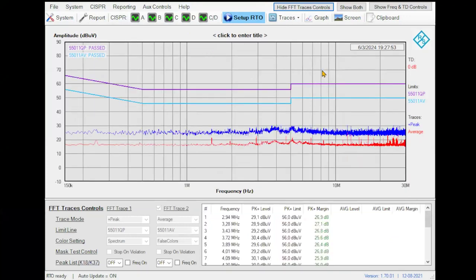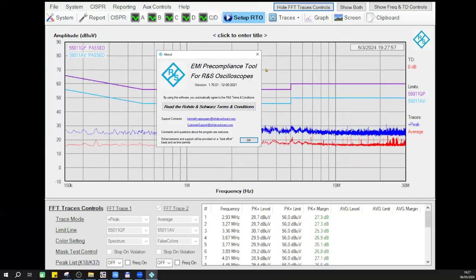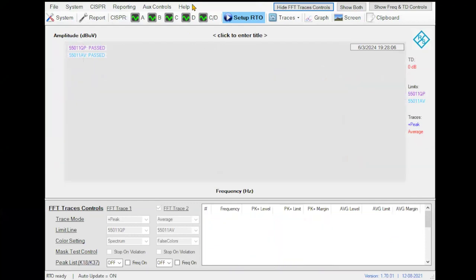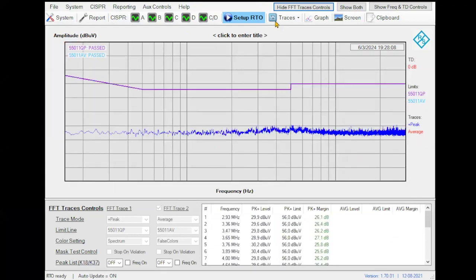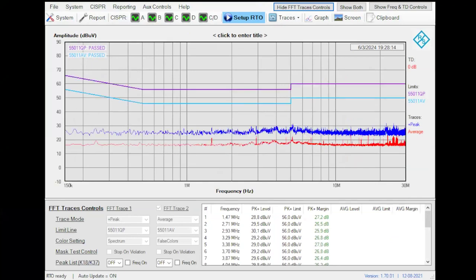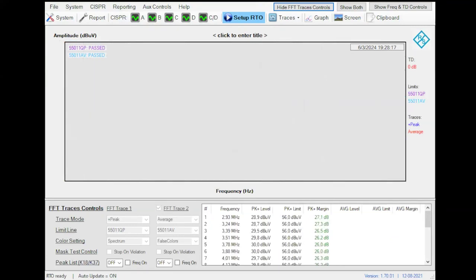Let me show you here. This one is the EMI Precompliance tool for Rohde & Schwarz oscilloscopes. If you call your distributor of the oscilloscope for Rohde & Schwarz, they probably will inform you. All right, and it looks like the next one was the same question, so we've already addressed that one.